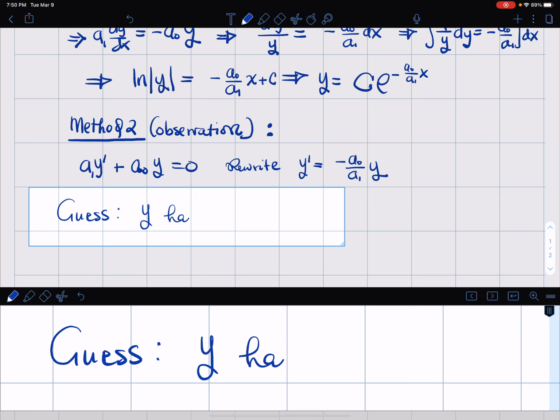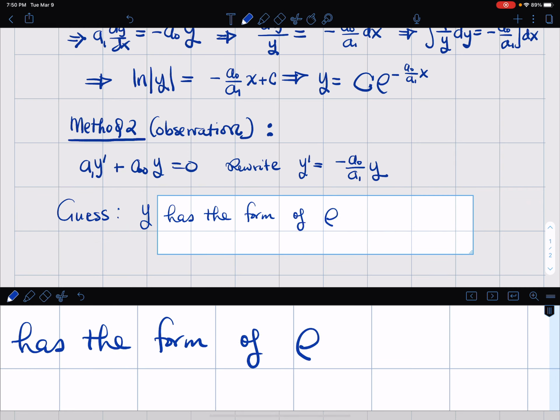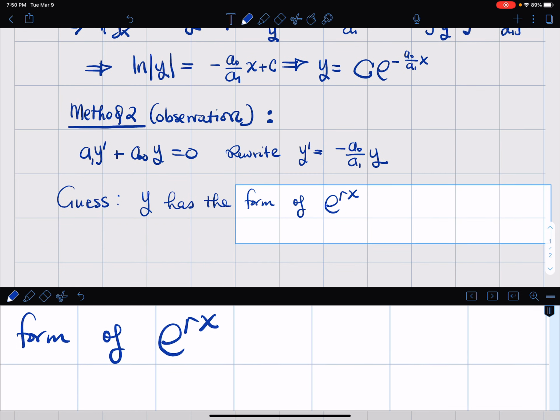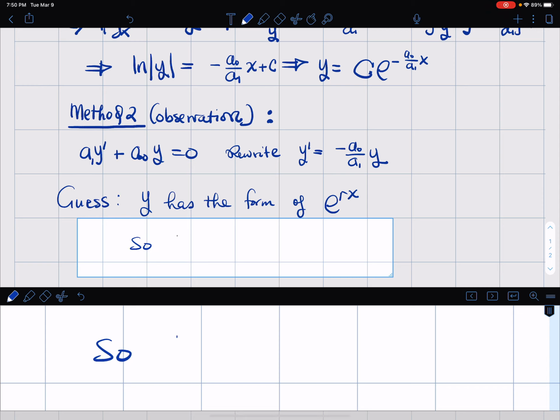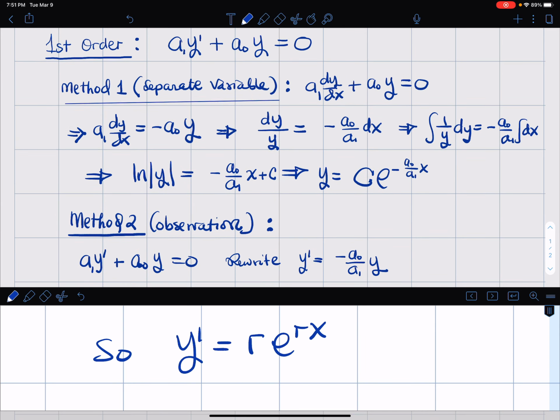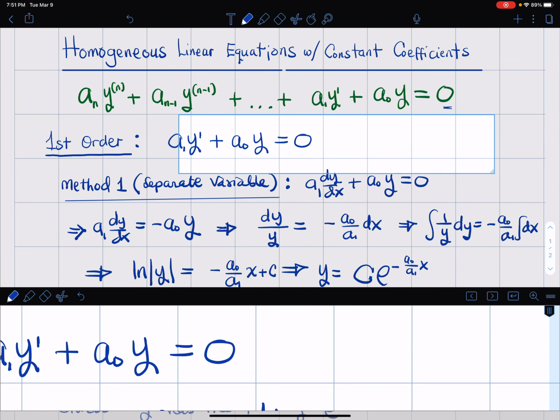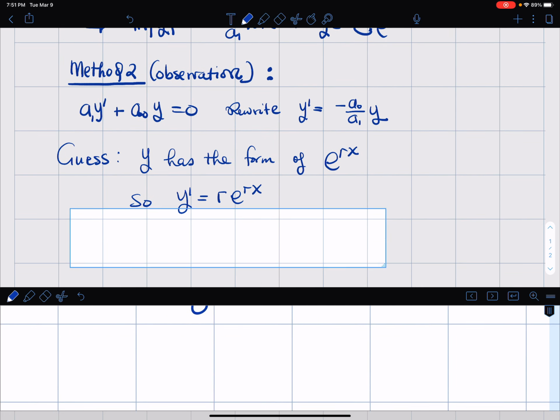Y has the form of e to the rx. So if y is e to the rx, then we have that y prime is equal to r e to the rx. Okay? Now, if y prime is r e to the rx, our equation, I'm going to call this equation star 1.